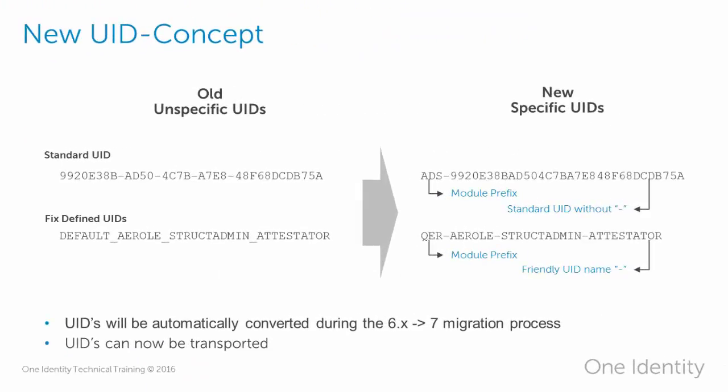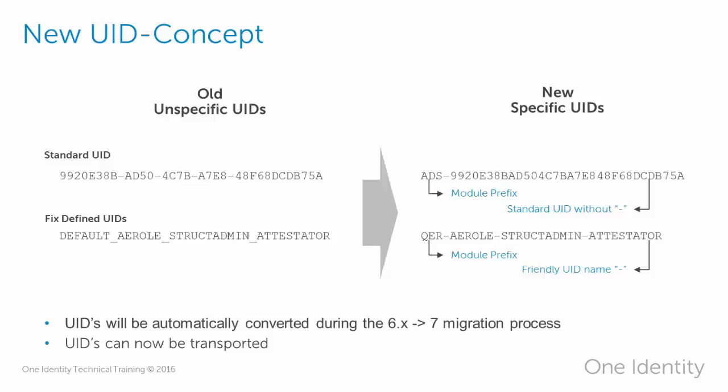One of the very new concepts is the concept of the new UIDs in One Identity Manager. If you look on the screen, you can see standard UIDs on the left side. These are 32-digit character strings, divided by some dashes, that at the end blow up the complete set to 38 characters. In addition to that, in the past we have sometimes had some fixed UIDs. An example of these fixed UIDs is displayed just below, which shows you a default AE role structure admin attestation UID. The second one was every time transportable because it existed in each system in the same way.